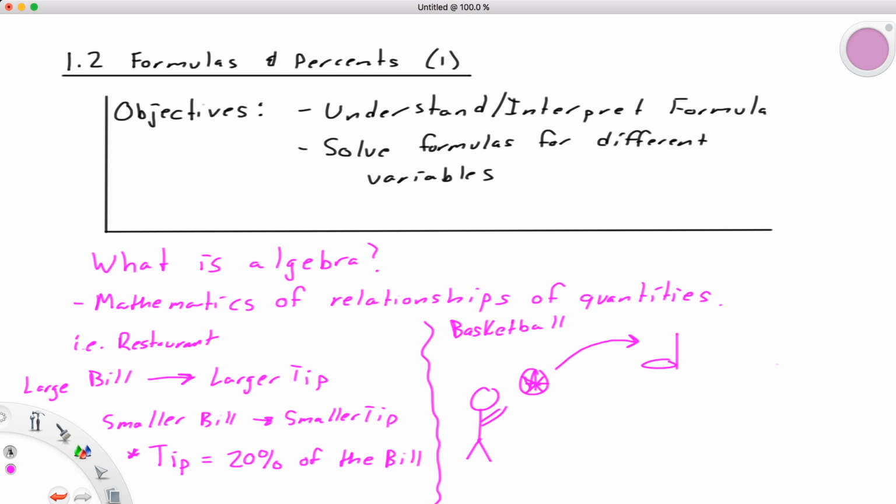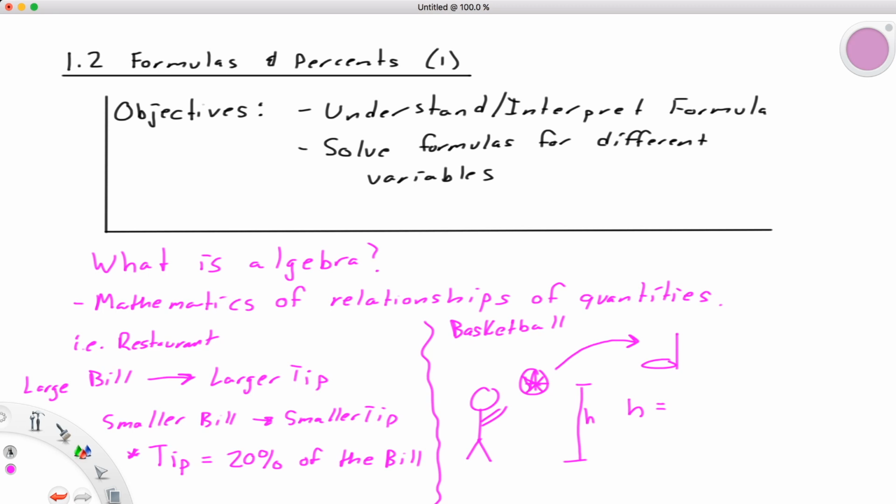There are things about the way that basketball moves through space that we can understand as a relationship between different quantities. For example, we could talk about how high that basketball is off the ground. Its height is going to be related to a bunch of different things. It's going to be related to how long it's been since it was thrown. Right at the beginning of the toss, it's going to be just about as high as the person's hand. But by the end of the toss, hopefully it will be as high as the basketball hoop. So it's going to depend a little bit on how long has passed, so what time.